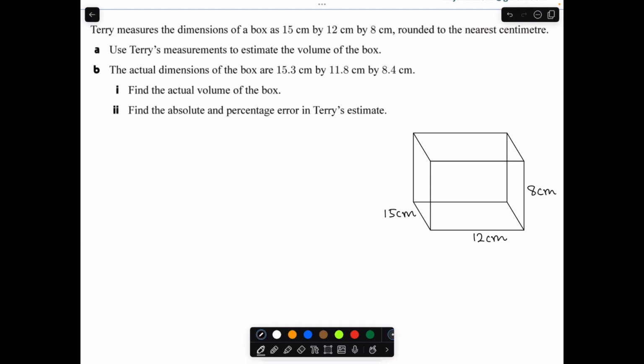The next question says, Tara measures the dimensions of a box as 15 centimeter by 12 centimeter by 8 centimeter, rounded to the nearest centimeter. A part says, use Tara's measurement to estimate the volume of the box. This is the same way as we did for perimeter or something like that. To estimate the volume using the measurements, remember whatever you have measured, that's what the estimation is all about. So volume approximately would be equal to 15 centimeter by 12 centimeter by 8 centimeter.